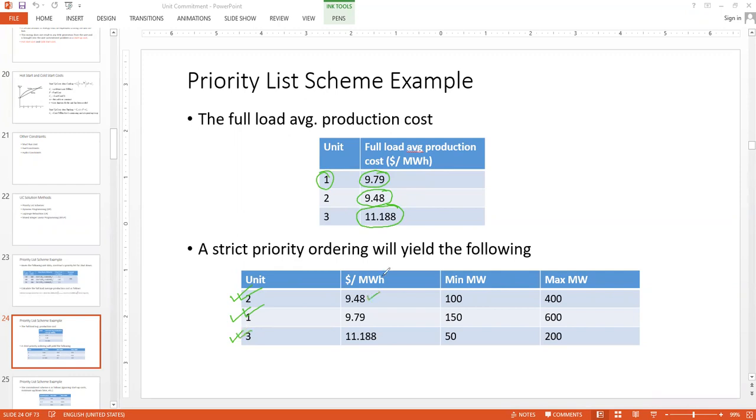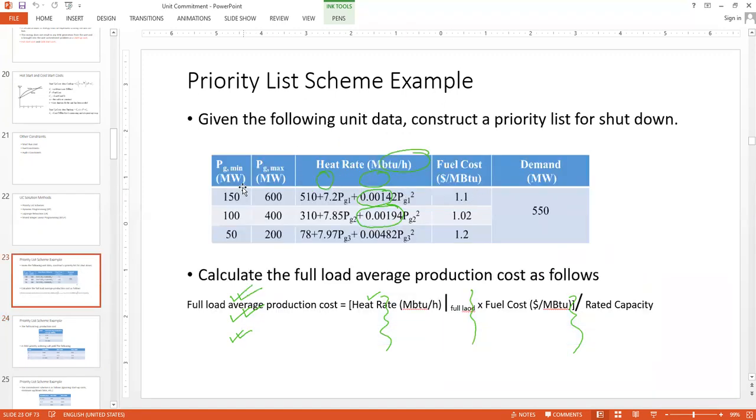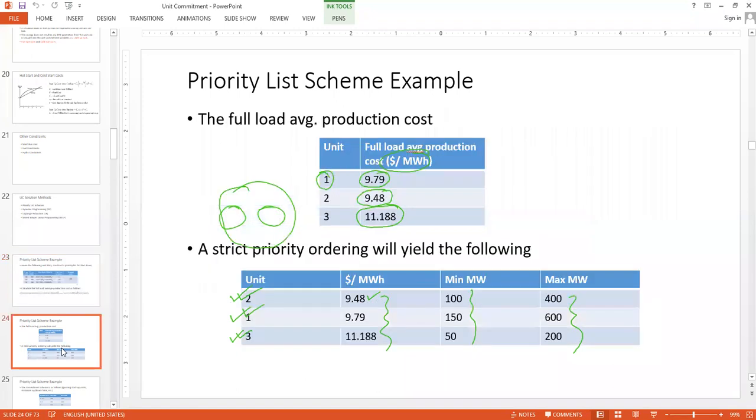So this is the dollar per megawatt hour corresponding to the full load average production cost for all these 3 units, and these are the corresponding minimum and maximum megawatts which were given in the problem statement. As unit number 2 is the least cost, you take 100 and 400 at first, then for unit number 1, and then for unit number 3. So this is our priority list.